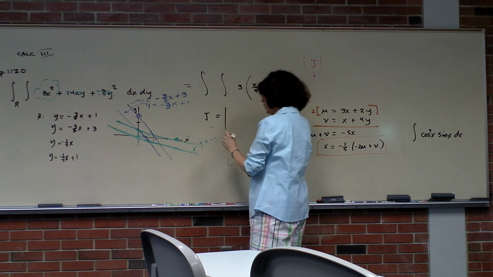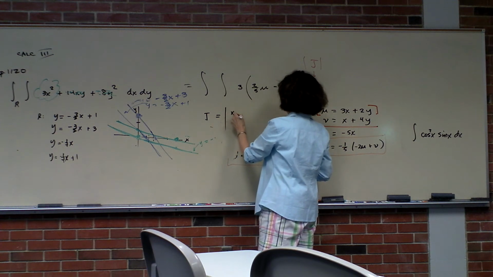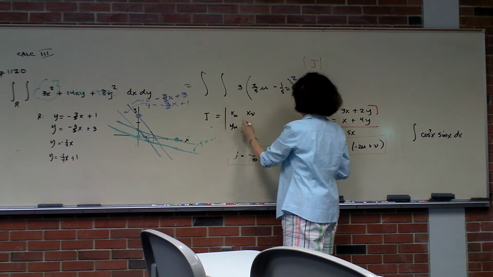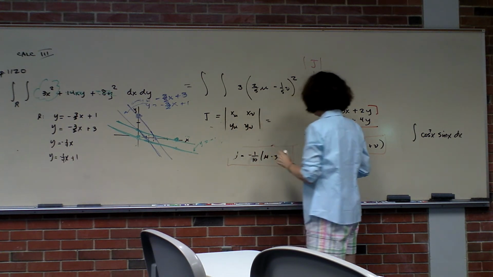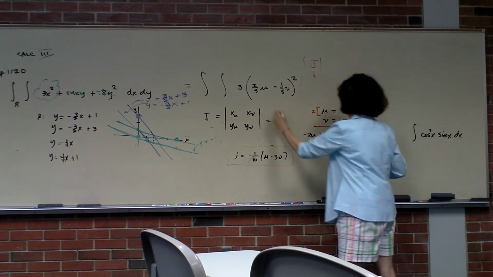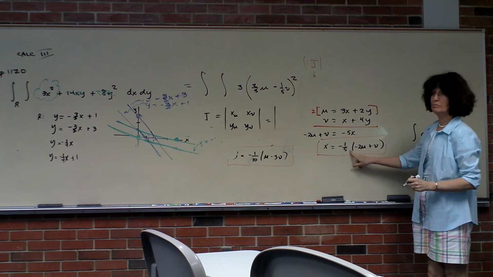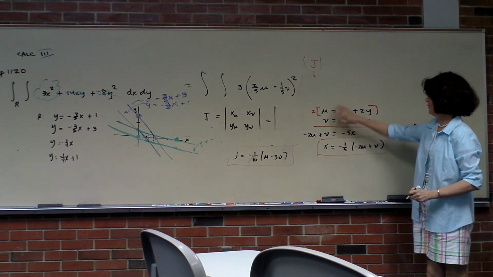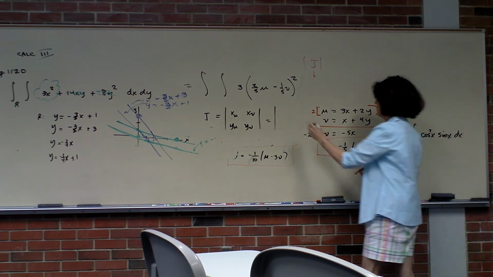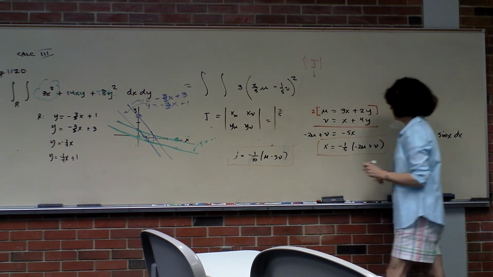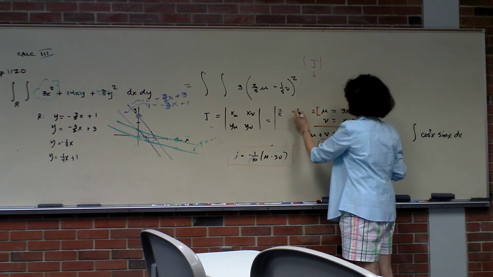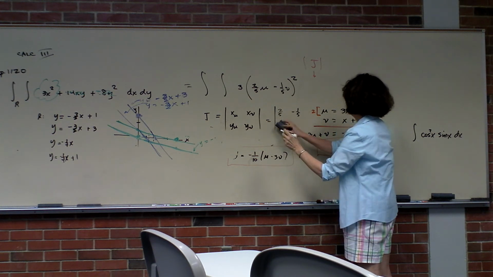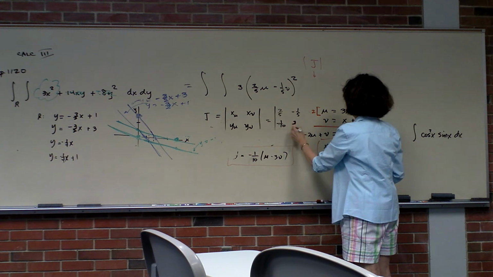The Jacobian is the determinant of this partial derivative matrix. xu, xv, yu, yv. So xu is... I think you're gonna need more room. Yeah, I'll erase this. 2/5. xv, negative 1/5. yu, and yv, positive 3/10. That was easy.